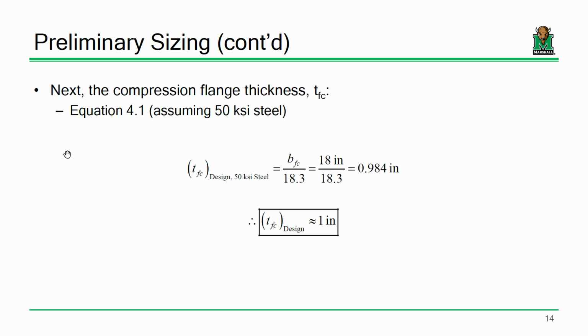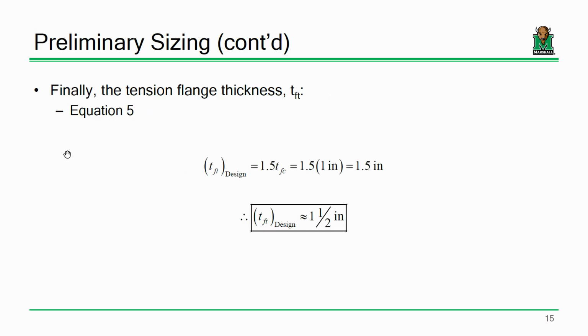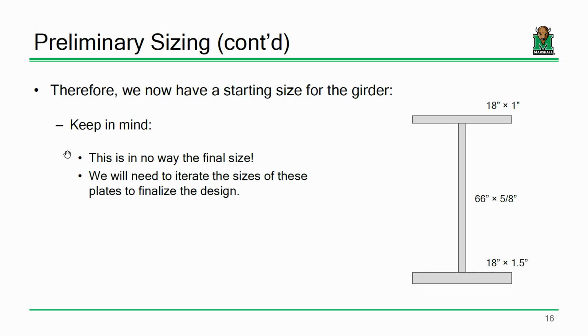As for the flange thickness for the compression flange, since we're going to do 50 KSI steel, we will take the flange width and divide it by 18.3. So that's just shy of 1 inch, so we'll assume a flange thickness of 1 inch. And then for the tension flange, bump that up, let's say 50%, and then we get a flange thickness of 1.5. So it's really not that hard to develop a rough starting size for your girder.